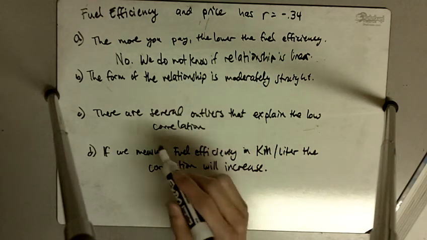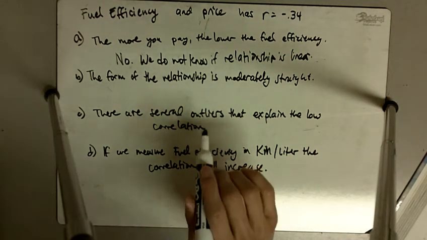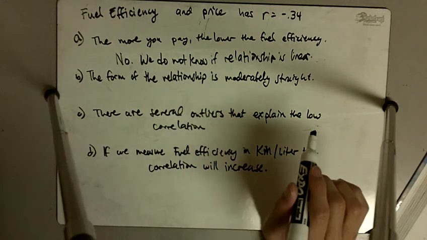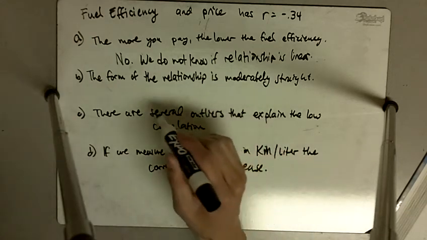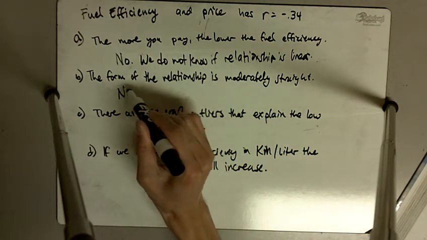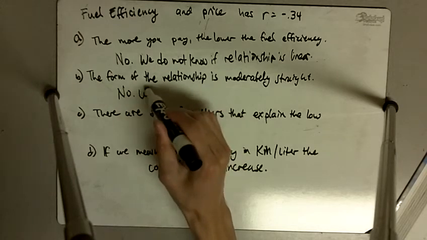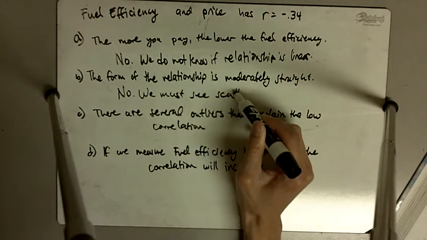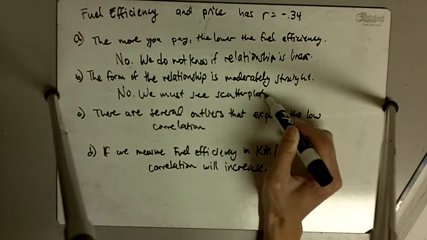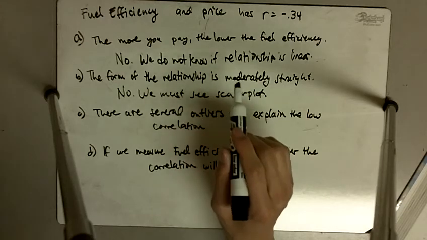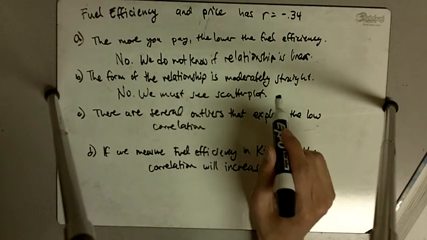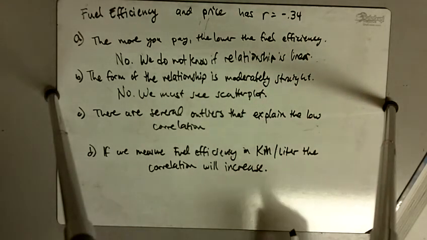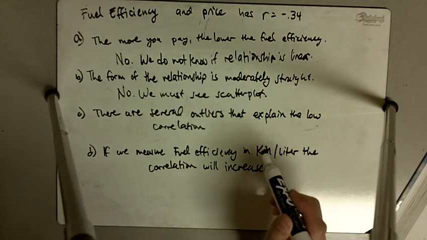Okay. B says the form of the relationship between fuel efficiency and price is moderately straight. And again, we don't know this. We would have to see a scatter plot before we can say yes or no. So we must see a scatter plot. So it's very important for us to create graphs of fuel efficiency and price, a scatter plot, for this correlation coefficient, R equals negative 0.34, to have any kind of meaning for us.